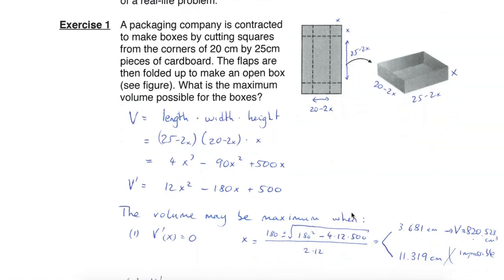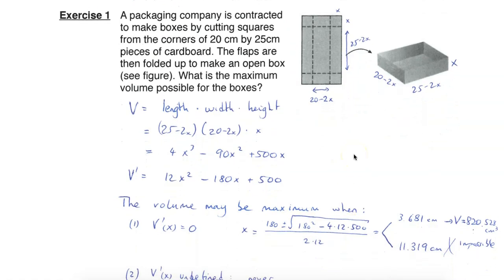In the first exercise, we have a packaging company that is contracted to make boxes by cutting squares from the corners of a 20 by 25 centimeter piece of cardboard. So this is the piece of cardboard, and we are going to cut little squares at each corner. Once we do that, the flaps are then folded up to make an open box. So we can fold these flaps. This is one of the flaps, this is another flap, and the fourth flap, and when we fold them up, we get an open box like this. What is the maximum volume possible for the boxes?